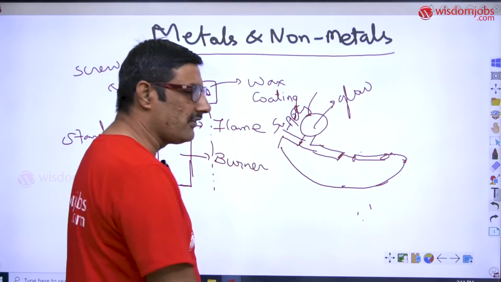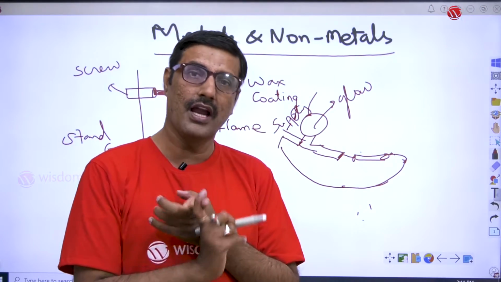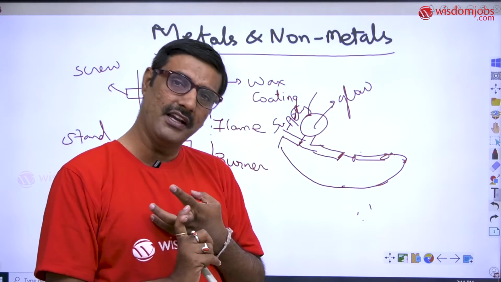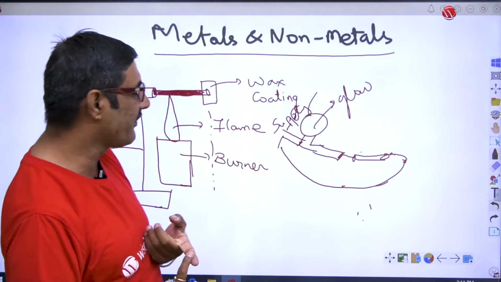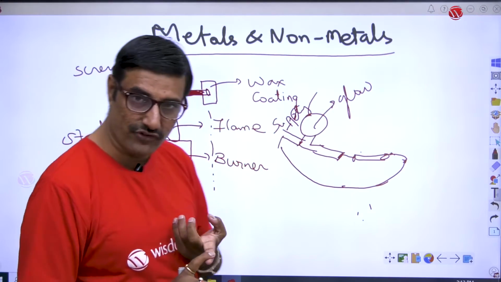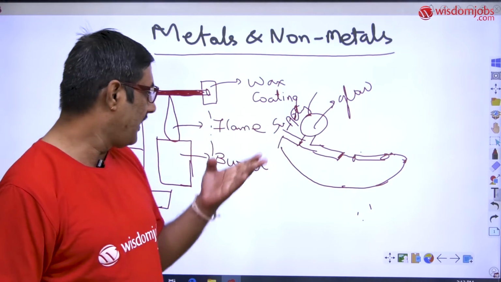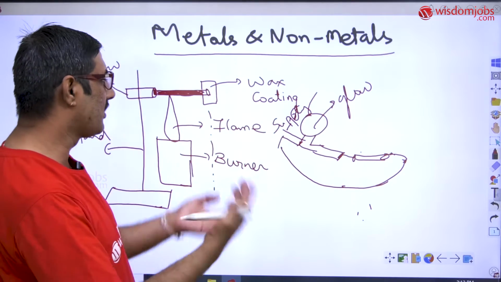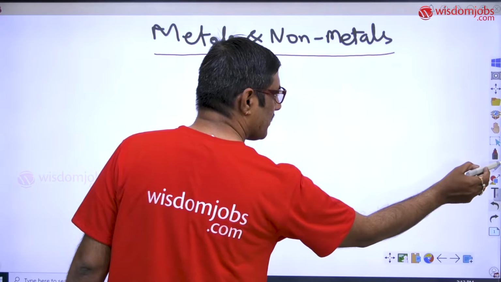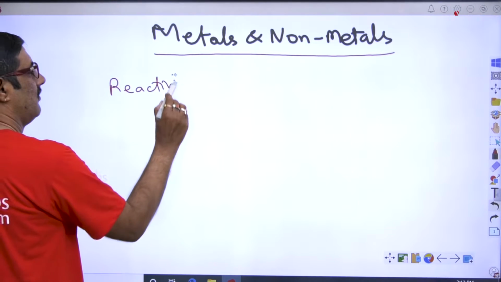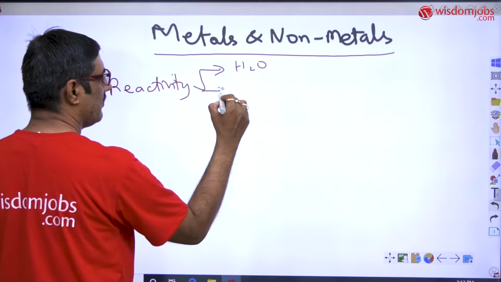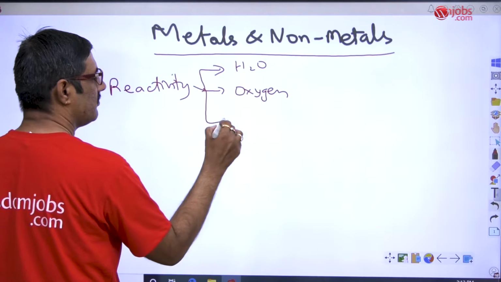So all metals are good conductors of electricity and heat both. They conduct heat and they conduct electricity. So what are the different properties? They are malleable, ductile, highly reactive, lustrous, strong and hard, and finally they are good conductors. Now let me come to the next topic of reactivity. Reactivity will be of two types: reactivity with water, oxygen and other compounds.